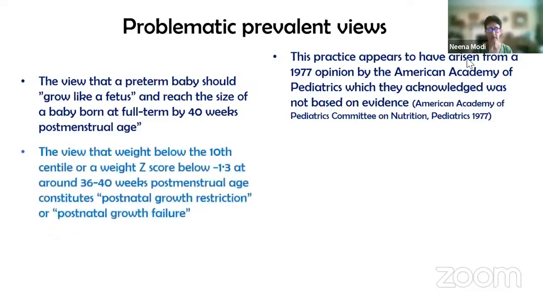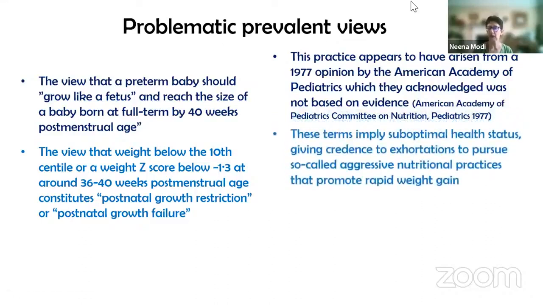The second problematic prevalent view is that weight below the 10th centile at term, or a weight Z score below minus 1.3 at around about term, constitutes so-called postnatal growth restriction or postnatal growth failure. Now, I challenge this view because these terms imply suboptimal health status at term, and they give credence to exhortations to pursue so-called aggressive nutritional practices. I hate the phrase aggressive nutrition. I find it extremely unhelpful. I don't think we should be aggressive about anything. And these so-called aggressive nutritional practices promote rapid weight gain. And I'll come back to the problem about rapid weight gain in a moment.